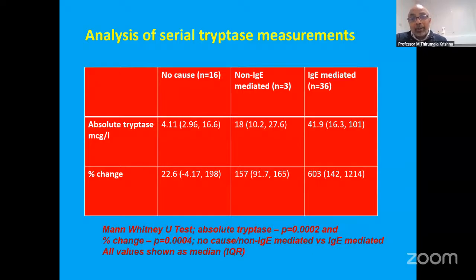We showed that the level of tryptase is much higher in patients who get anaphylaxis as opposed to those where no cause is detected, probably because those patients have not developed anaphylaxis. You can see 4 micrograms versus 42 micrograms is the median there. But when you compare non-IgE mediated and IgE mediated anaphylaxis, the level of tryptase, at least in our study, was much higher in IgE mediated anaphylaxis as opposed to non-IgE mediated anaphylaxis.